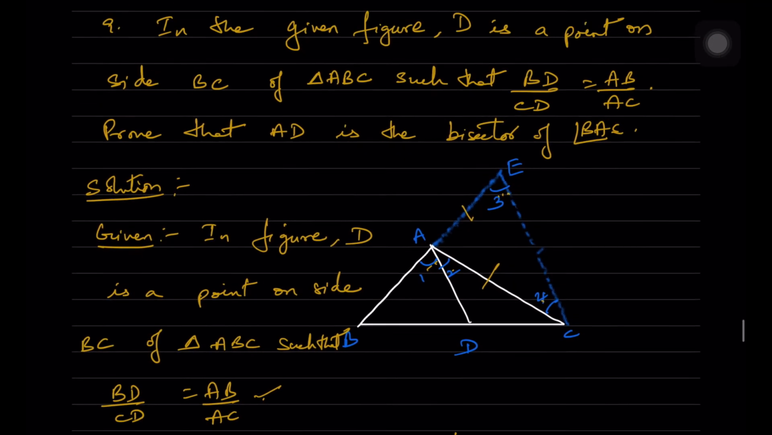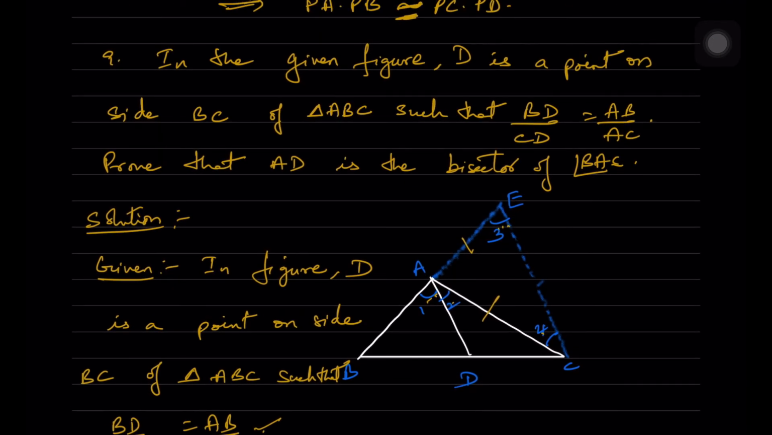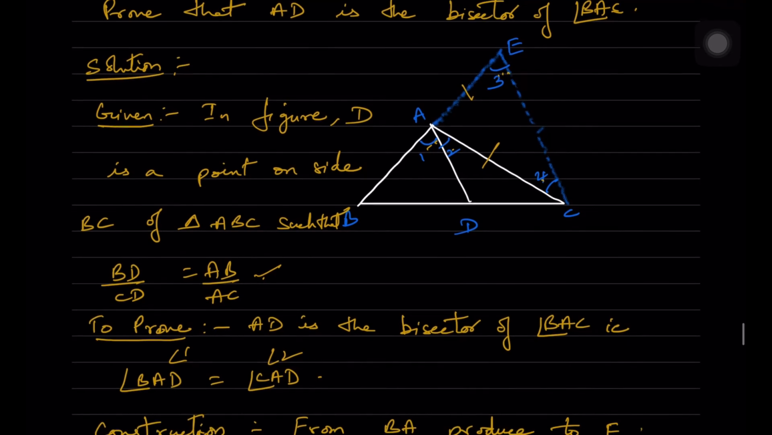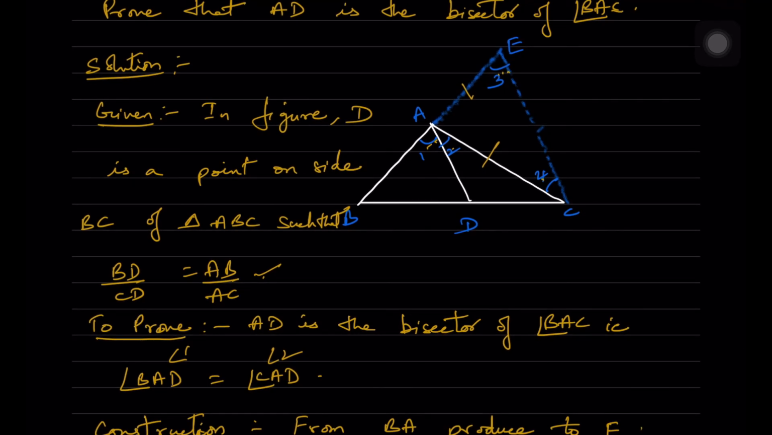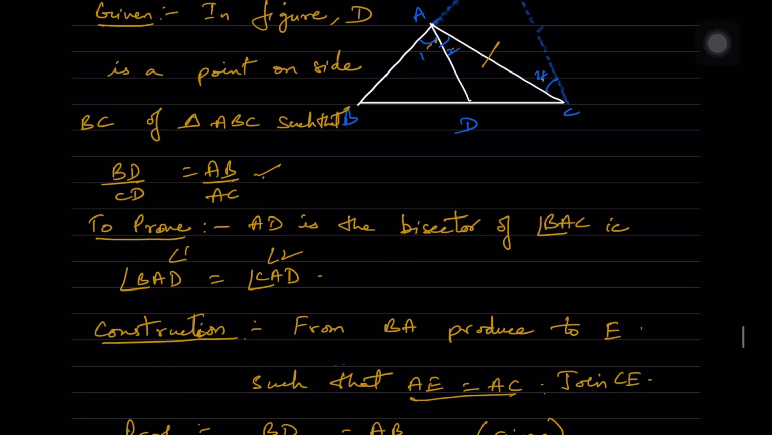Now going to the ninth one. In the given figure, D is a point on the side BC of triangle ABC such that BD by CD is equal to AB by AC. Prove that AD is the bisector of angle BAC. So now in the given figure, D is a point on the side BC of triangle ABC such that BD by CD is equal to AB by AC. And we also have to prove that AD is the bisector of angle BAC, that is angle BAD is equal to angle CAD.